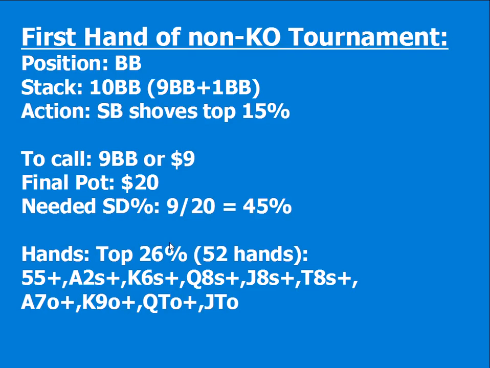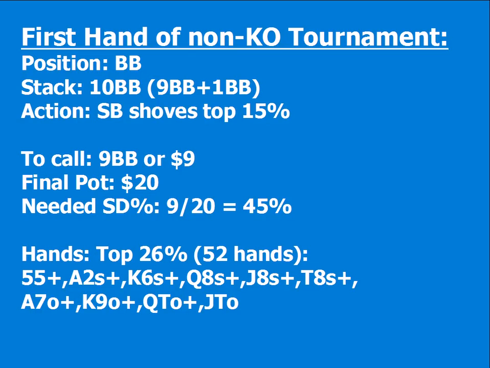So if the guy shoves on us and we decide to call, the final pot will be $20. There'll be 20 big blinds in the pot. So we called 9 in a final pot of 20. Our contribution to that pot was 9 out of 20. So our showdown percentage needs to be 9 divided by 20, or 45%, to decide to get involved.